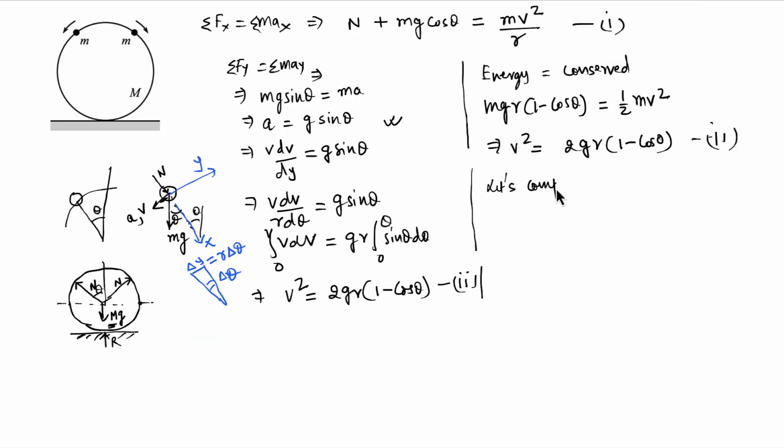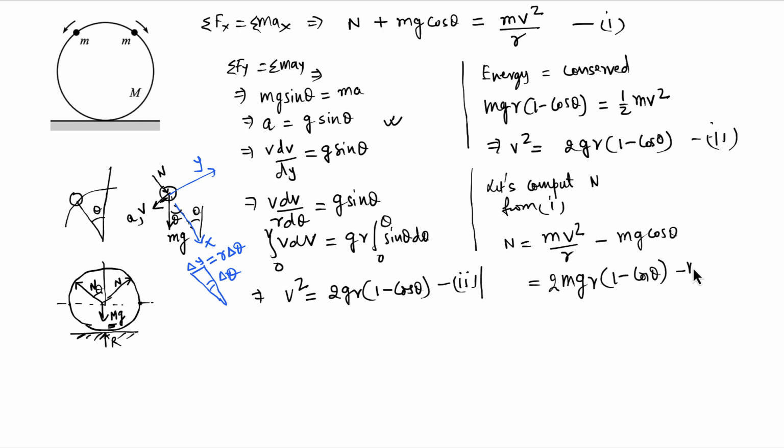Let's compute N. From equation 1 we have N equal to m v square by R minus mg cos theta. We'll just replace v square with this, so this becomes 2 mg(1 minus cos theta) minus mg cos theta, and R gets cancelled. That means we have mg(2 minus 3 cos theta). So this is our N.